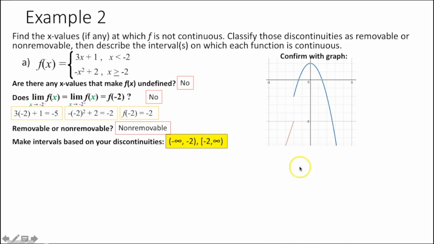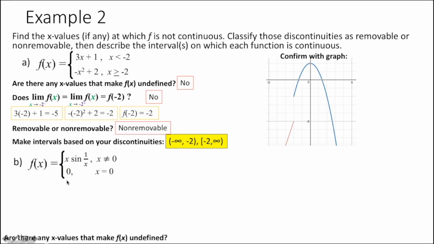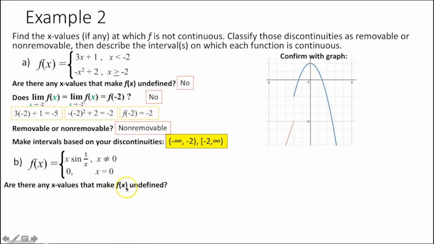We confirm this with our graphing calculator, and you can see that at x is equal to -2, we have a jump discontinuity. Now part B, we're doing the same thing. We have a piecewise function and we first ask ourselves, are there any x values that make f of x undefined? Now immediately you would look at this and say, yeah, at x is equal to 0, this would obviously be undefined. But take a closer look.